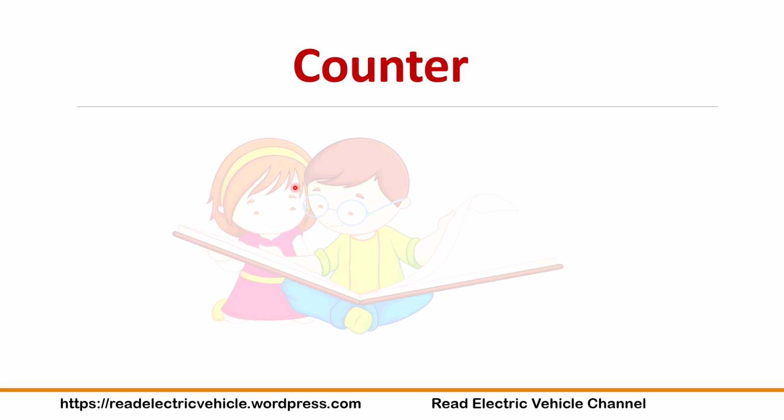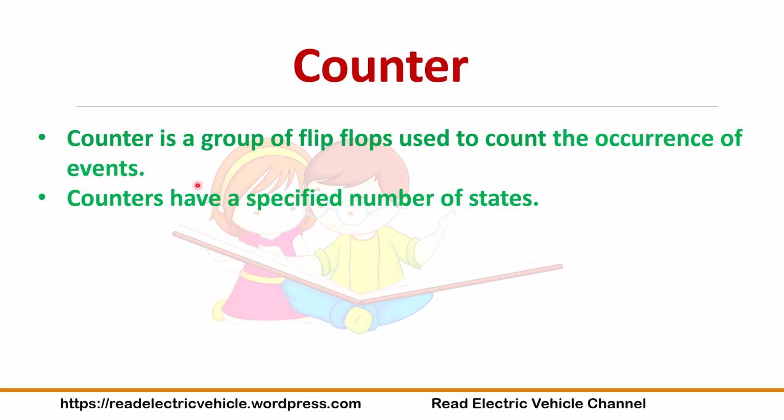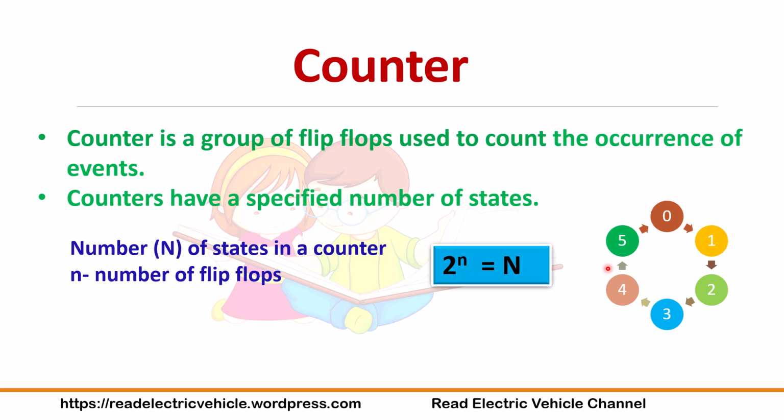If you see a counter, it is also a group of flip-flops like a shift register, but counters have a specified number of states. For example, if you take a mod 6 counter, it counts from 0 to 5 and there will be totally 6 states in that counter. So normally we can say that the number of states in a counter depends upon the number of bits or number of flip-flops we use. So 2 power n equal to capital N. So this capital N determines the number of states in the counter.